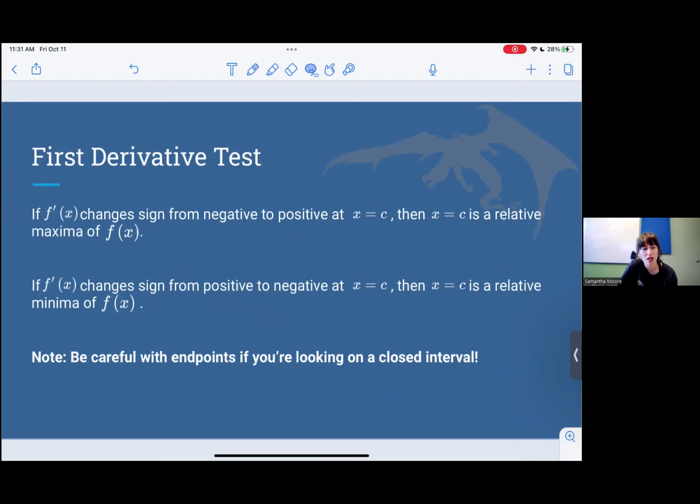I do want to note that endpoints can be kind of tricky if you're looking at a closed interval. So again, this is the first derivative test repeated with the typo repeated. These are the two things that we saw earlier under the first derivative test. And I just want to note that we need to be careful with endpoints if we're looking on a closed interval. So just the first two lines in here help me find maxes and mins in my full picture of my graph.